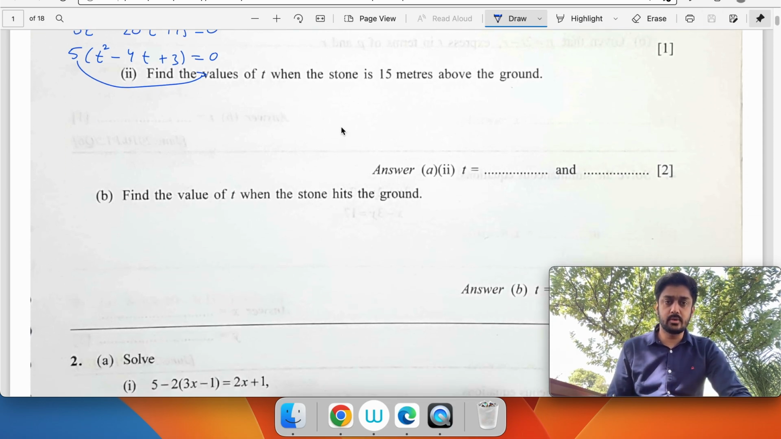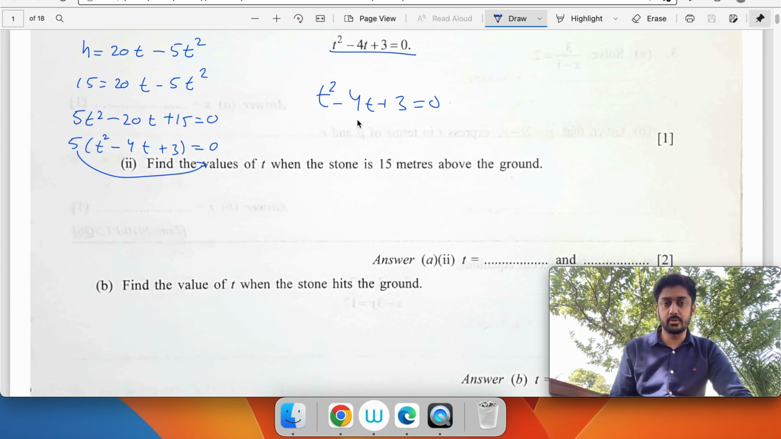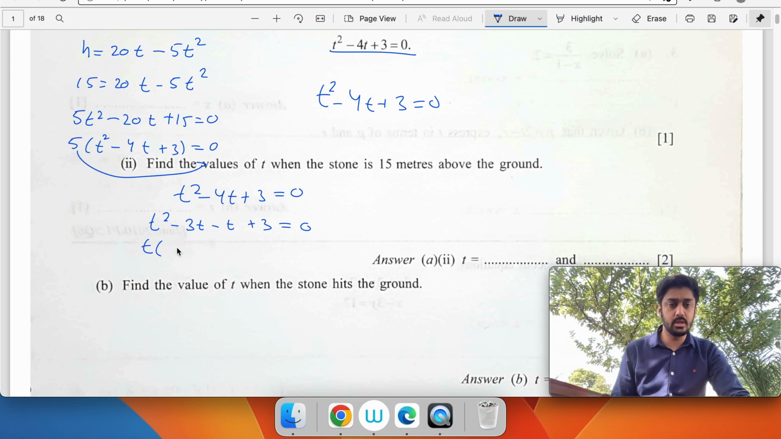Second part says find the values of t when the stone is 15 meters above the ground. So we have already simplified the equation: t square minus 4t plus 3 equals 0. Go for middle term breaking. t square minus 3t minus t plus 3 equals 0. When you add these two, you get minus 4. When you multiply these two, you get plus 3t square. So taking t common, t into t minus 3 minus 1 into t minus 3 equals 0. t minus 1 into t minus 3 equals 0.